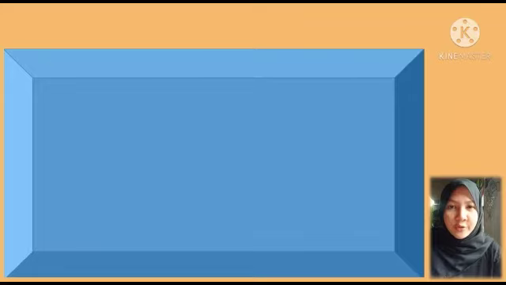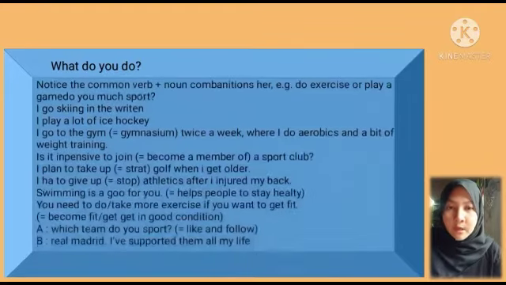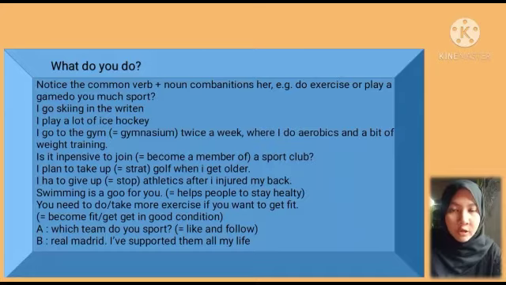C. What do you do? Notice the common verb plus noun combinations, e.g. do exercise or play a game. Do you do much sport? I go skiing in the winter or play a lot of ice hockey. I go to the gym or gymnasium twice a week, where I do aerobics and a bit of weight training.